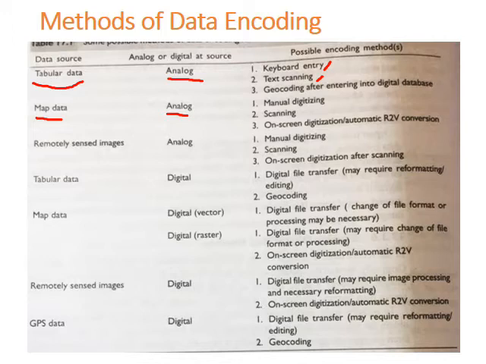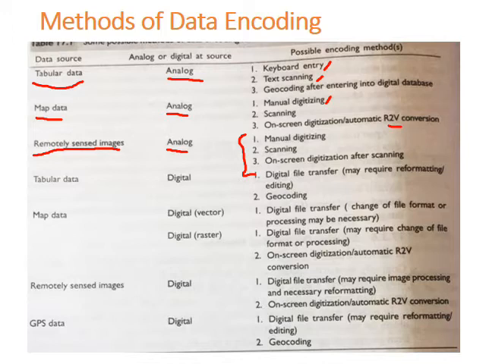And similarly, if you have a map in the form of analog data, for example, you have a topo sheet. The topo sheet can be manually digitized, or you can go for on-screen digitization, or you can use R2B conversion. And both the things have to be done after scanning the analog map and bringing that into the computer, and then start digitizing in order to bring that into a digital format. Similarly, if you have remotely sensed images from a sensor, and if it is in a hard copy format, the only way by which you can bring that into digital format is you have to manually digitize or use on-screen digitization after scanning the remotely sensed images.